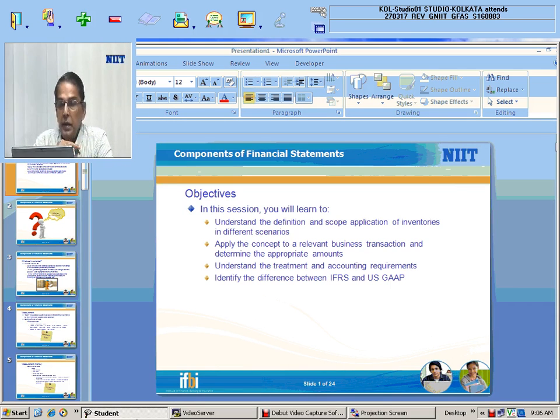So today we will be talking about inventories. We will discuss the definition and scope or application of inventories in different scenarios. We will apply the concepts to relevant business transactions and how to determine the appropriate value of the inventory, the treatment and the accounting requirements under IFRS, and particularly the difference between IFRS and US GAAP so far as inventory accounting is concerned.